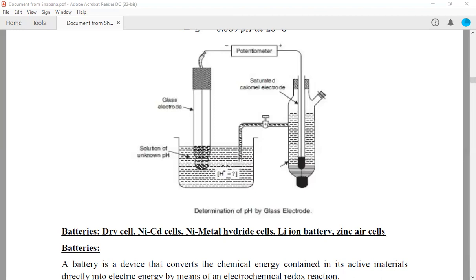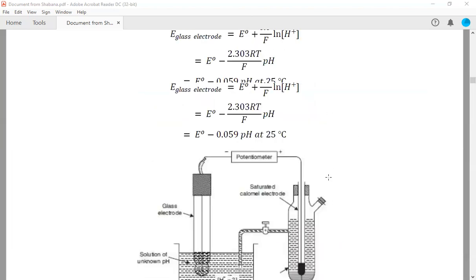In this way, the pH of the unknown solution is calculated by connecting with the calomel electrode, which is considered as a second electrode.